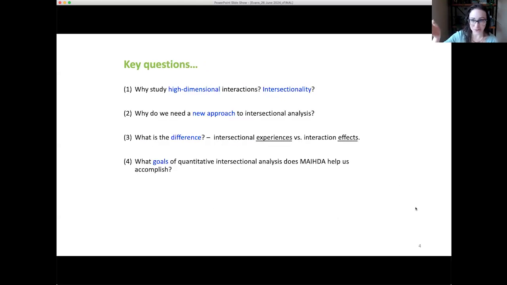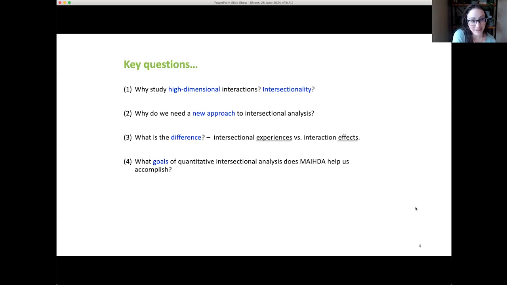So I'm going to structure the next handful of minutes around some key questions. These are things that come up a lot in this work and will hopefully be a pretty gentle introduction to all of this. So starting out with, why on earth are we doing this in the first place? Why would we study high dimensional interactions? Why should we be thinking about intersectionality in our health inequities research? And then, don't we have a good enough approach for doing this already? Why would we need a new approach? Some fancy new stats thing I have to learn in order to understand intersectional analysis now.